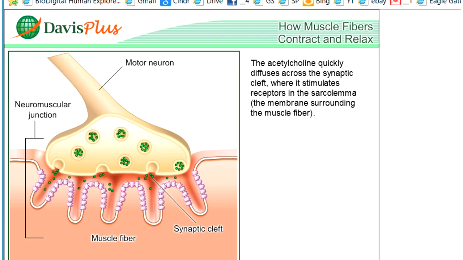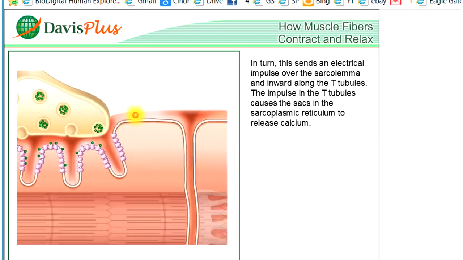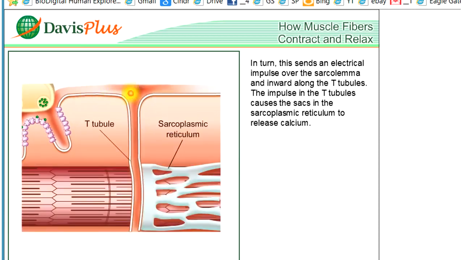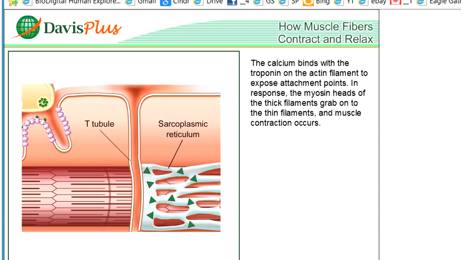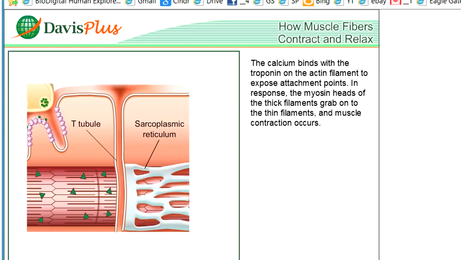The acetylcholine quickly diffuses across the synaptic cleft, where it stimulates receptors in the sarcolemma, the membrane surrounding the muscle fiber. In turn, this sends an electrical impulse over the sarcolemma and inward along the T-tubules. The impulse in the T-tubules causes the sacs in the sarcoplasmic reticulum to release calcium. The calcium binds with the troponin on the actin filament to expose attachment points. In response, the myosin heads of the thick filaments grab onto the thin filaments and muscle contraction occurs.